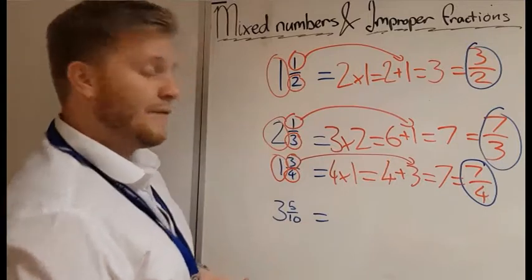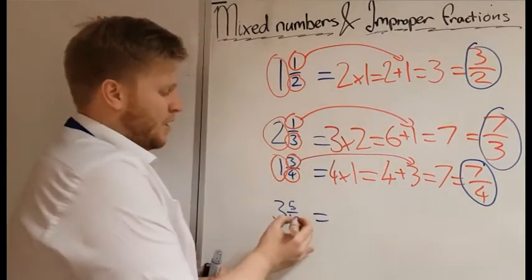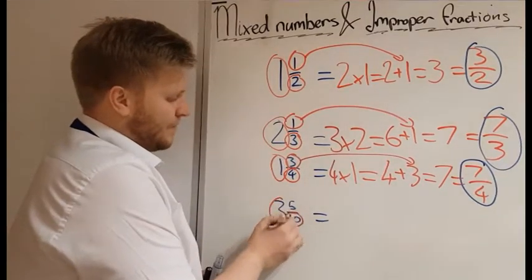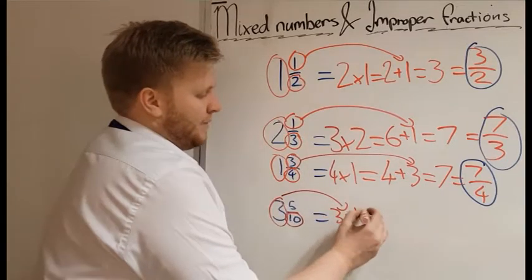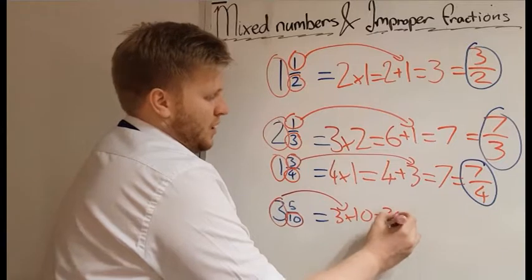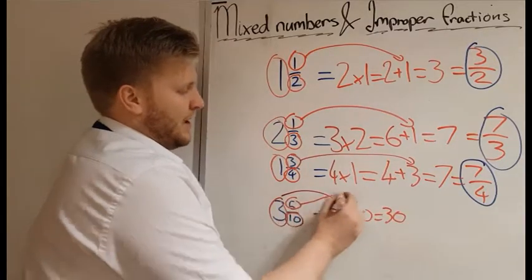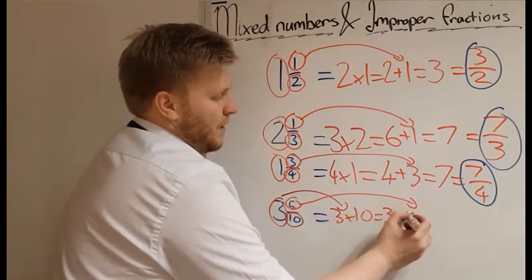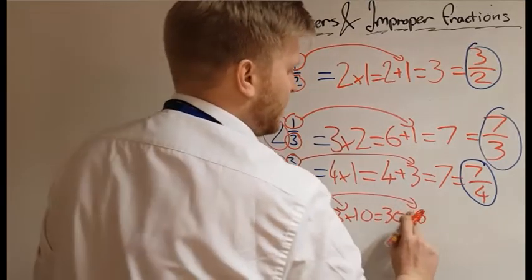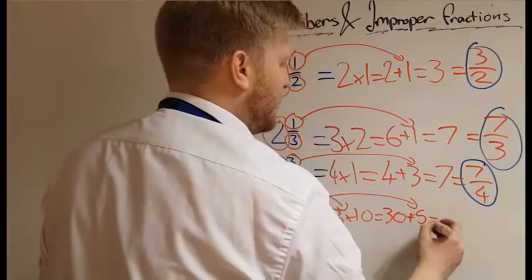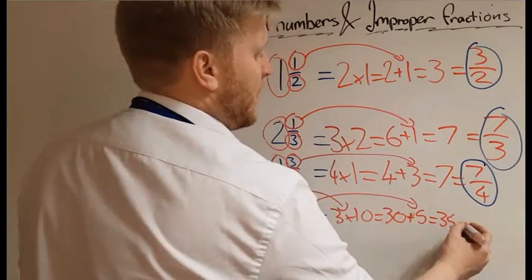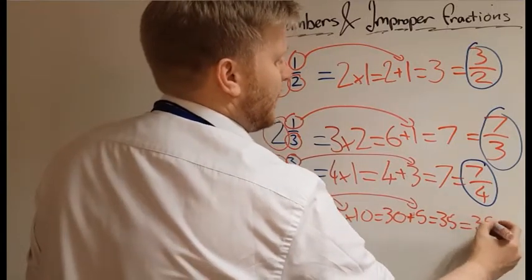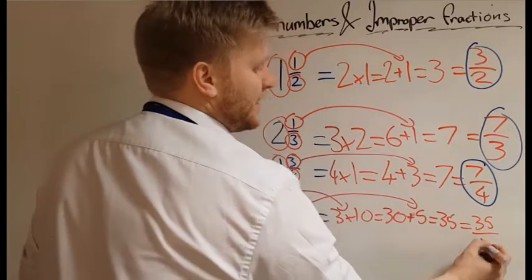And then lastly, we have 3 5/10. So we do the same. Times that over. 3 times 10 is 30. Now we need to add on our extra 5. Oh, sorry, I have to make sure that looks like an addition for you. It's 35. So our answer is 35. Denominator stays the same.